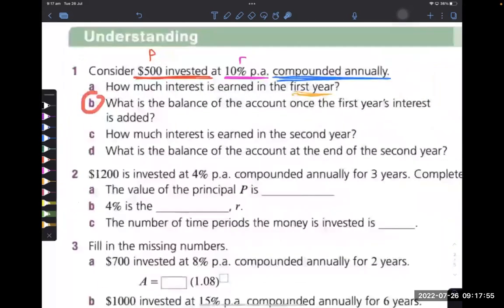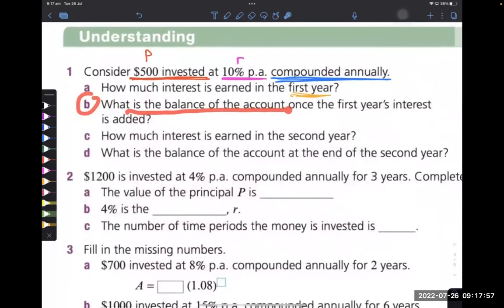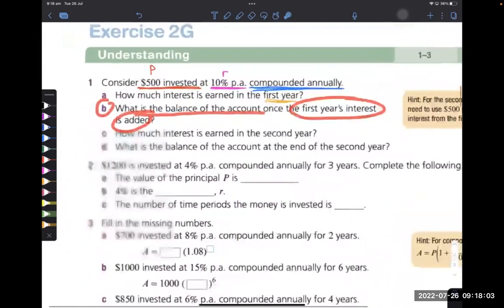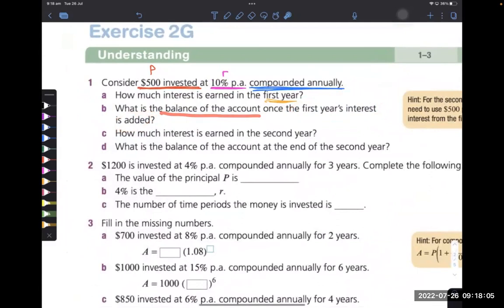Now, part B here says, what is the balance of the account once the first year's interest is added? So what's it asking for here if it's asking for the balance of the account? Ayan, you said $550. So what is that idea though? Correct.